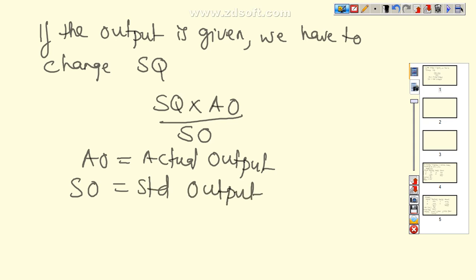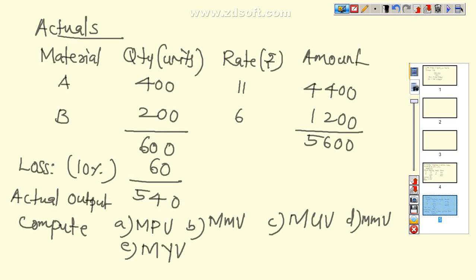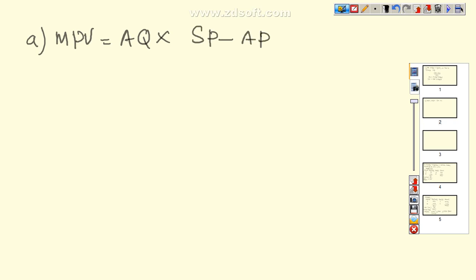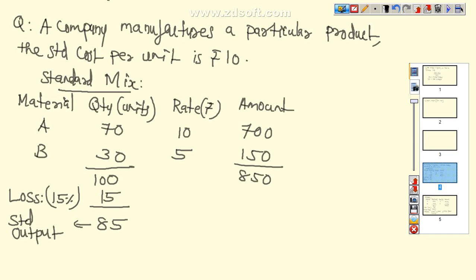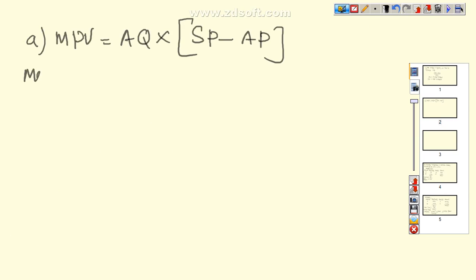So we start with this question. According to this question, we have to calculate material price variance. Material price variance is equal to actual quantity multiplied by standard price minus actual price. There are two materials given, material A and material B. So we write it here, material A and material B.